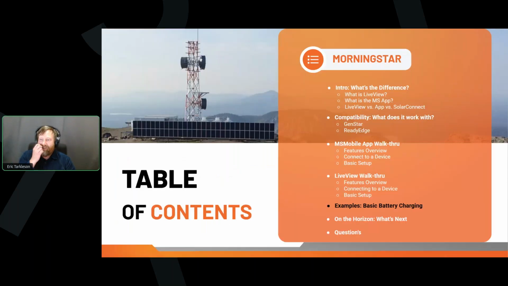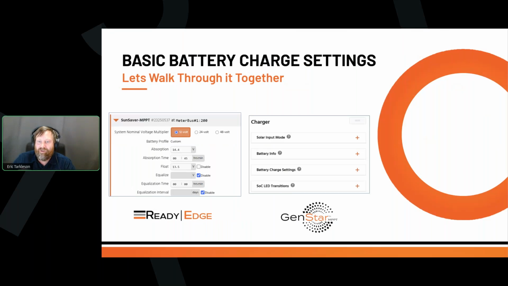So now let's look at a basic example here, which is, you have this system set up. Let's say first off, we're going to use a ReadyEdge, and then we're going to use a GenStar, and we need to get our system set for our new battery that we've set up. So let's first pull up the app again. Well, the ability to do charge settings in the app is coming in the future. So we're actually going to jump back to LiveView, and we're going to show you those settings in more detail.